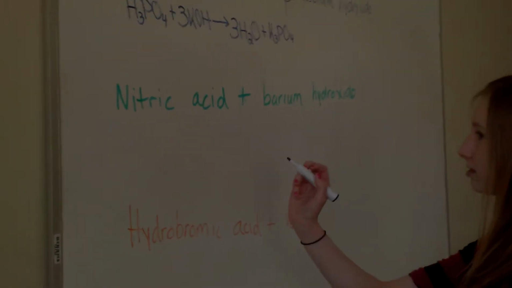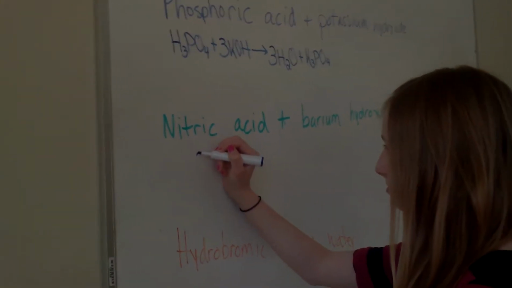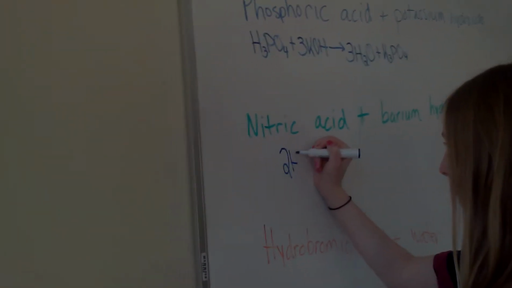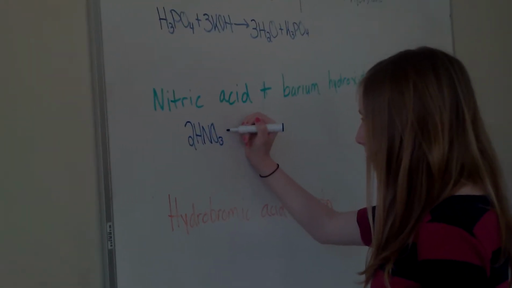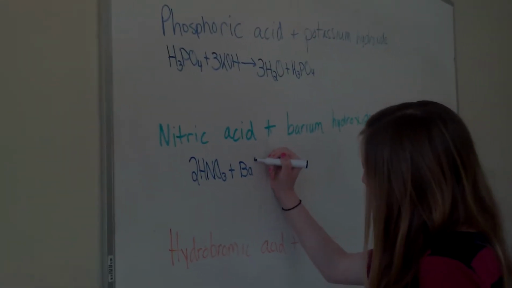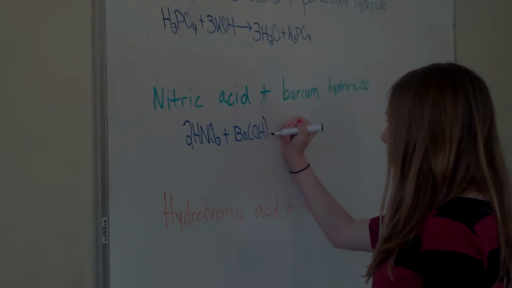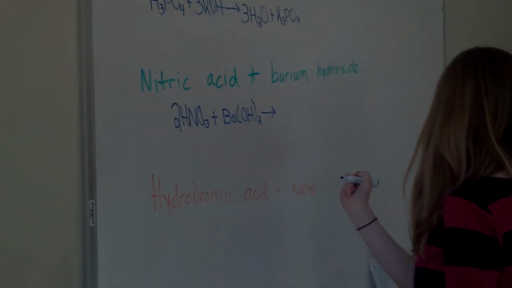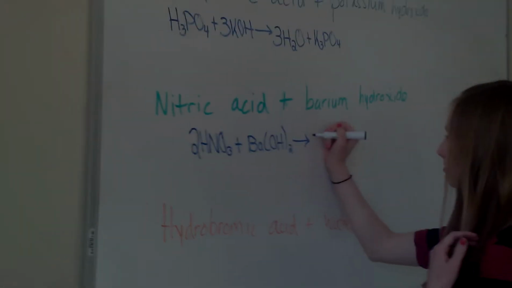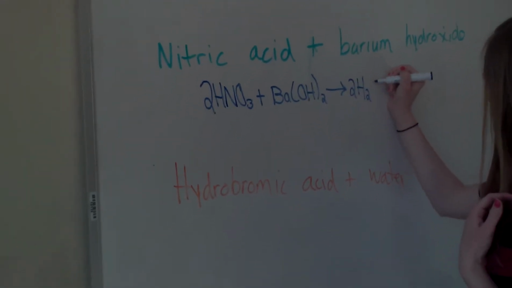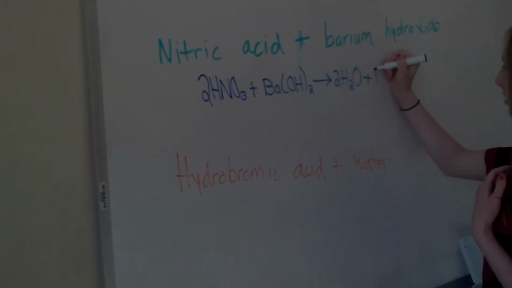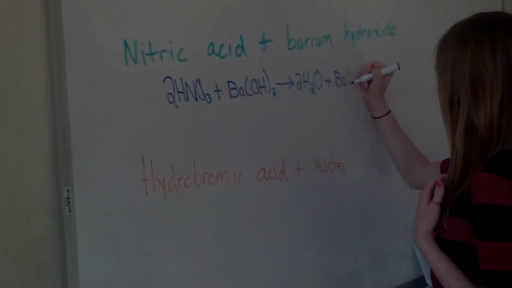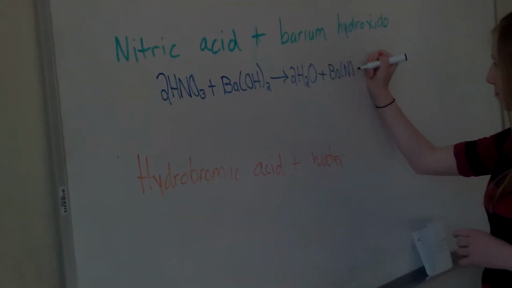All right, next one is nitric acid and barium hydroxide. So hopefully you've memorized nitric acid, HNO3, good. And barium hydroxide. Remember, barium has a 2+ ion, so barium hydroxide would be Ba(OH)2, 2 hydroxide groups there. Again, this is a situation where you would make a water plus a salt, and your salt is going to be what? The barium nitrate.